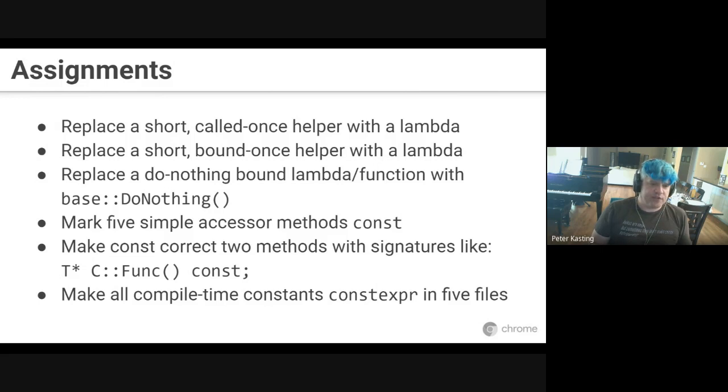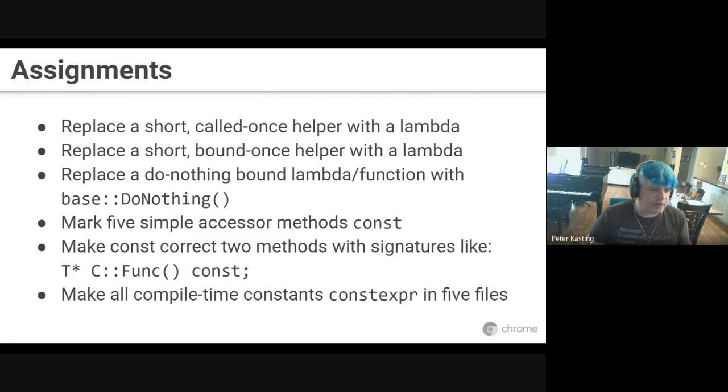Try replacing some kind of bespoke do-nothing function or lambda that's been passed to bind with base::DoNothing. Now, this might actually be hard for you to find because I've replaced a lot of these in the past, but I'm sure some still exist out there somewhere. Go through and find 5 very simple, logically const accessor functions that aren't currently const and make them const. This probably won't really help too much of anything, but it's easy to do. It's not wrong. Go for it.